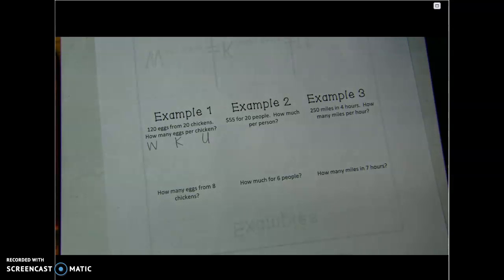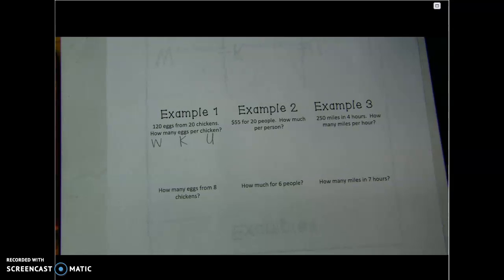Y'all are doing this with me if you're working in class. And if you're watching this from home, you can write this on a blank sheet of paper, and then when you get back to school, you can get your foldable from me and get it put in your notebook.